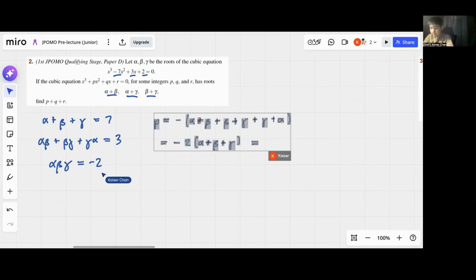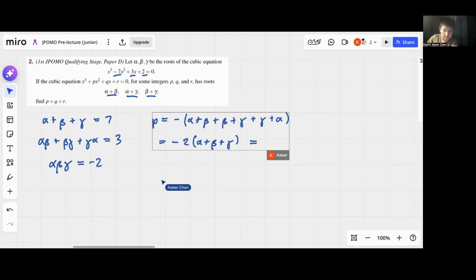So what is the value of P for this one? Let's see. From here, we get that the value of P is -2 times 7 equals -14. So essentially, we just substituted this one that we already have.